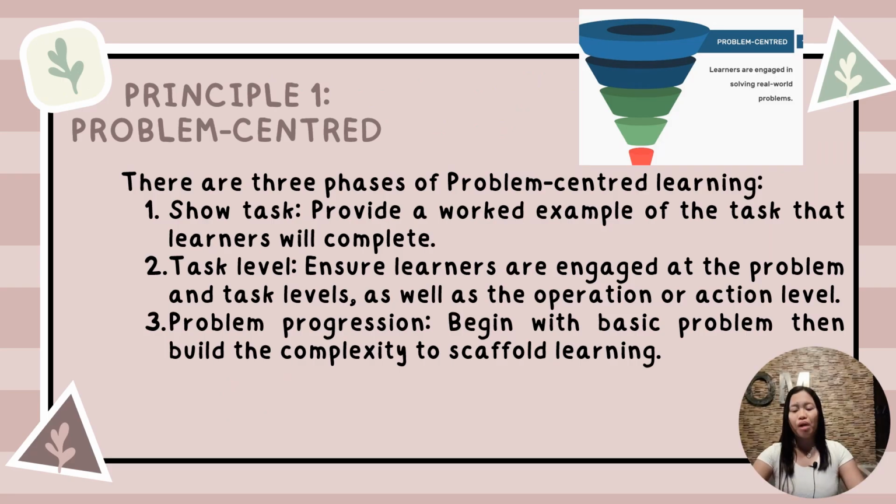Principle 1, problem-centered. There are three phases of problem-centered learning. First, show tasks. Provide a worked example of the task that learners will complete. Second, task level. Ensure learners are engaged at the problem and task levels, as well as the operation or action level. Third, problem progression. Begin with a basic problem, then build the complexity to scaffold learning.